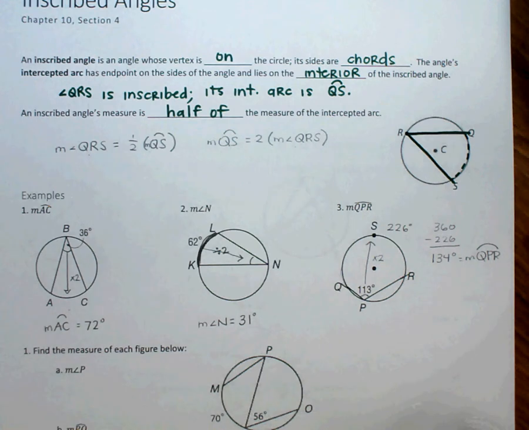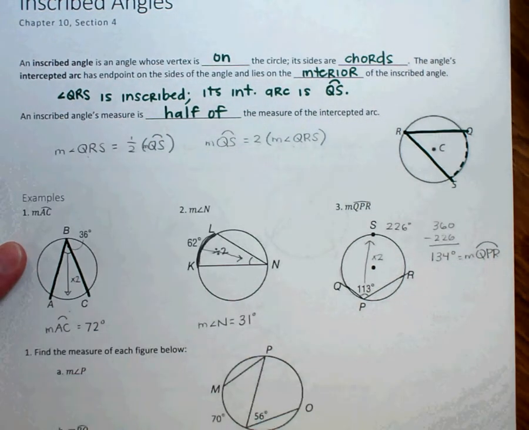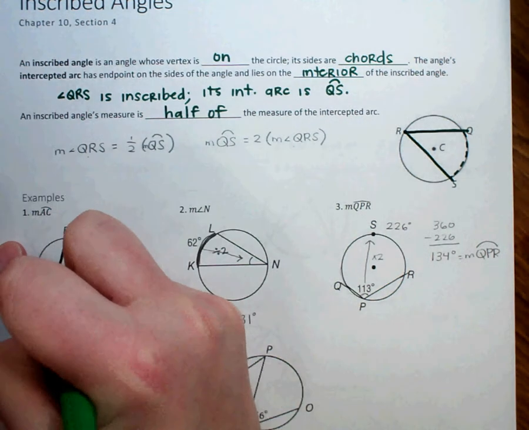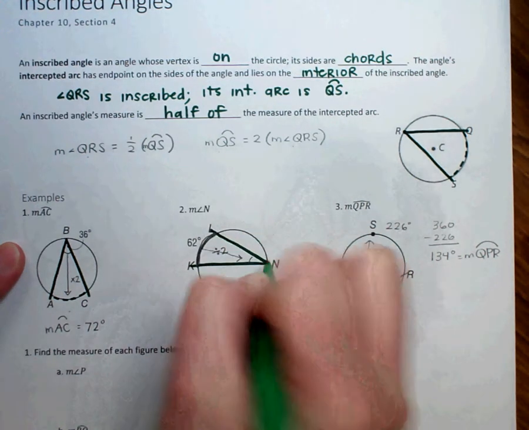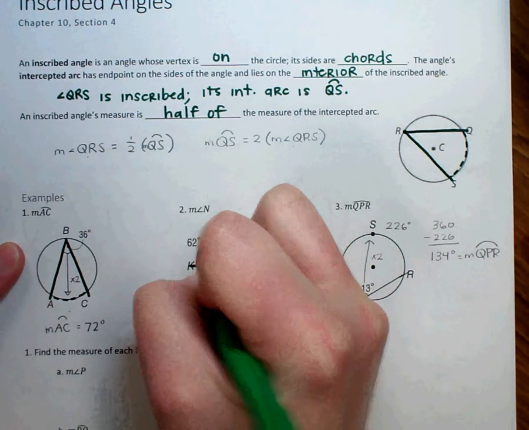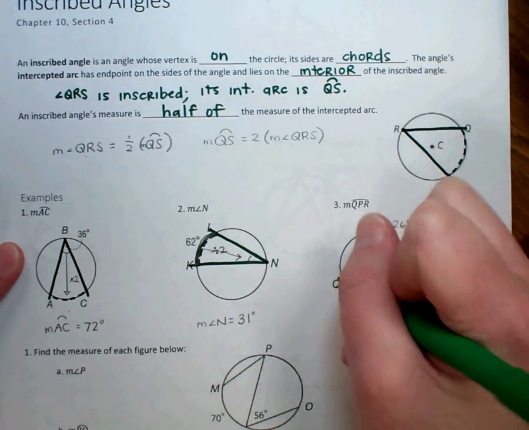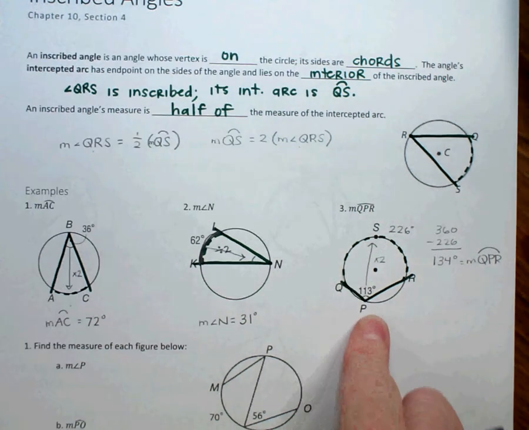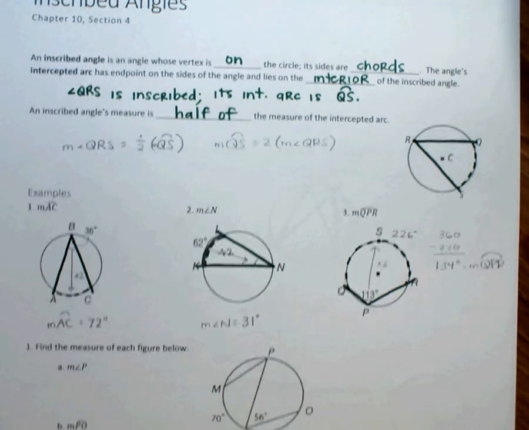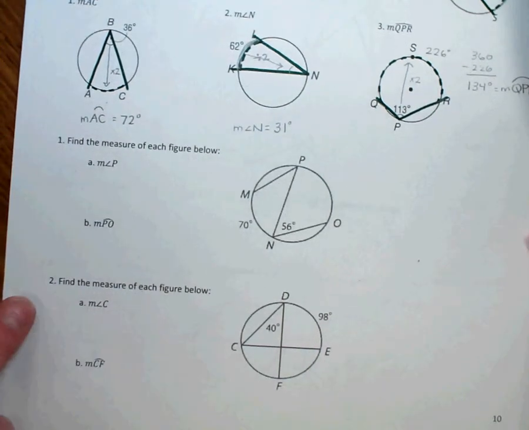If you benefit from the use of colors, I would use them in this section. Go ahead and highlight if you need to, to show where the intercepted arc is for an inscribed angle. And then just like we did with number 3 here, make sure you're actually answering the question. So I want you to try example 1 and example 2 on your own.